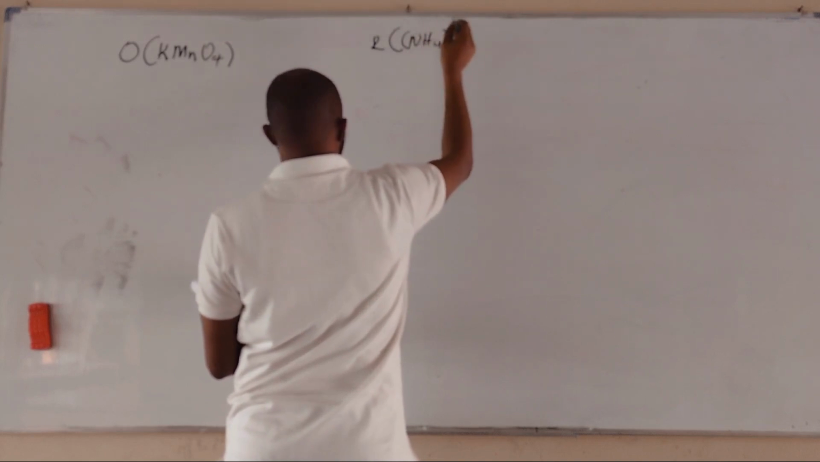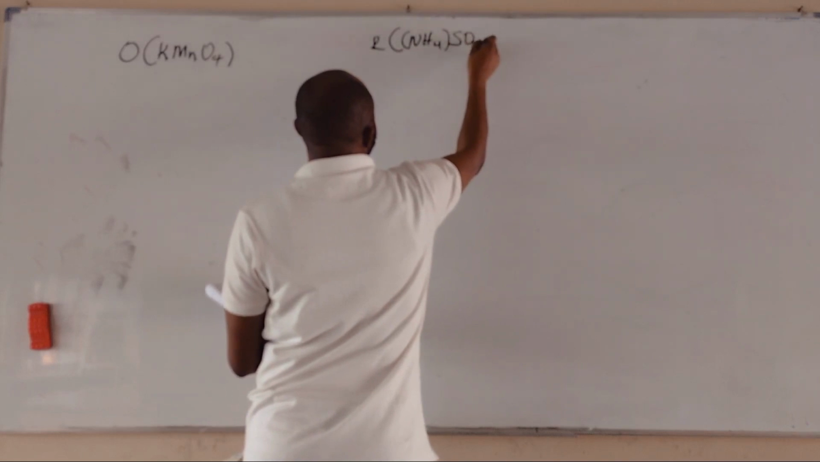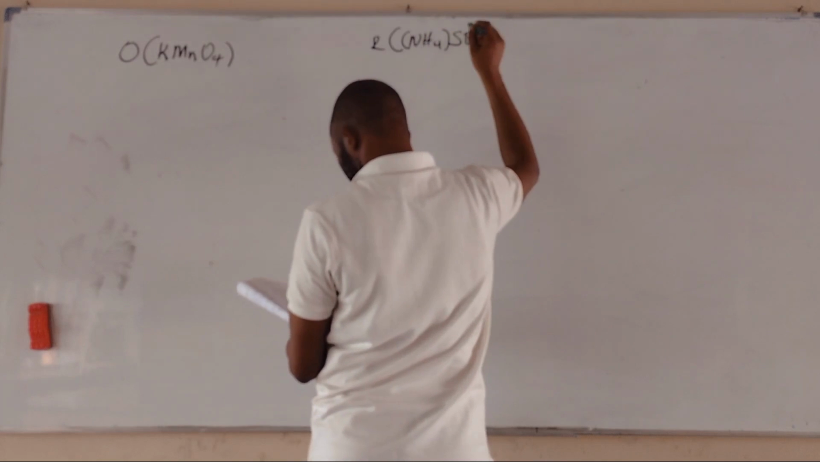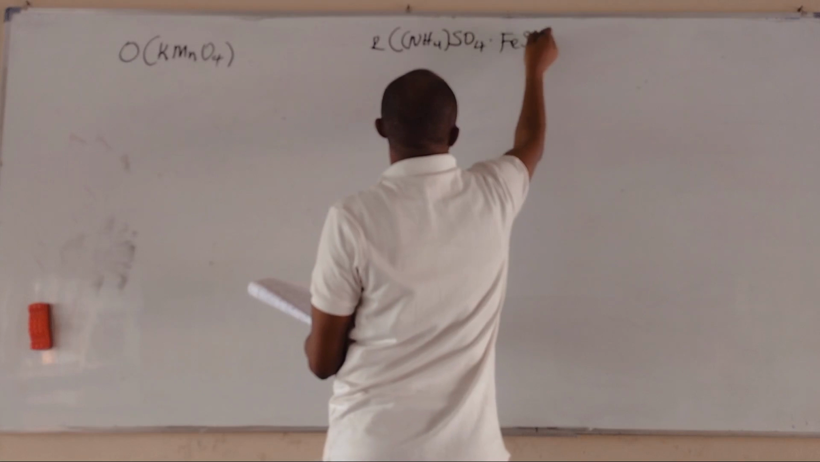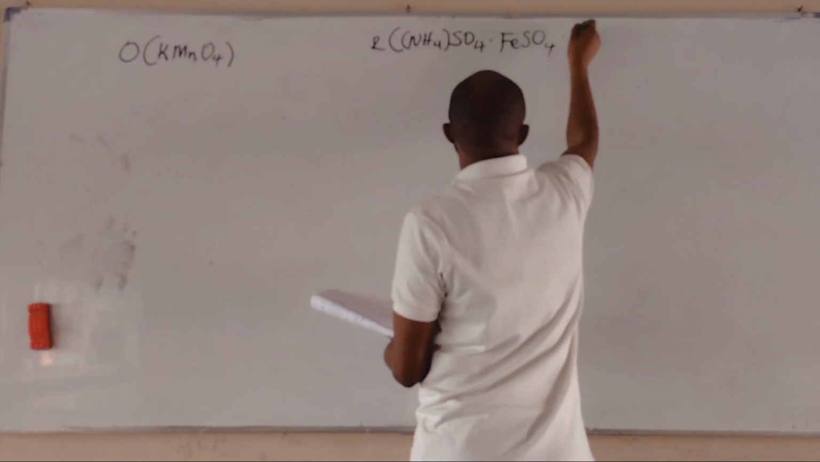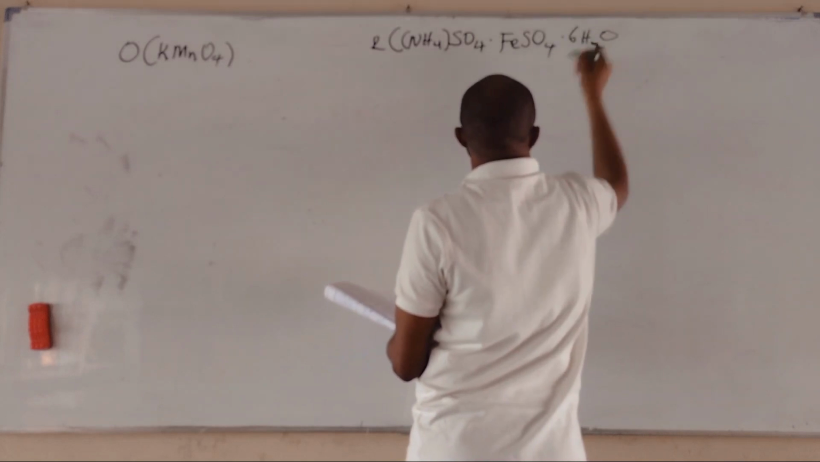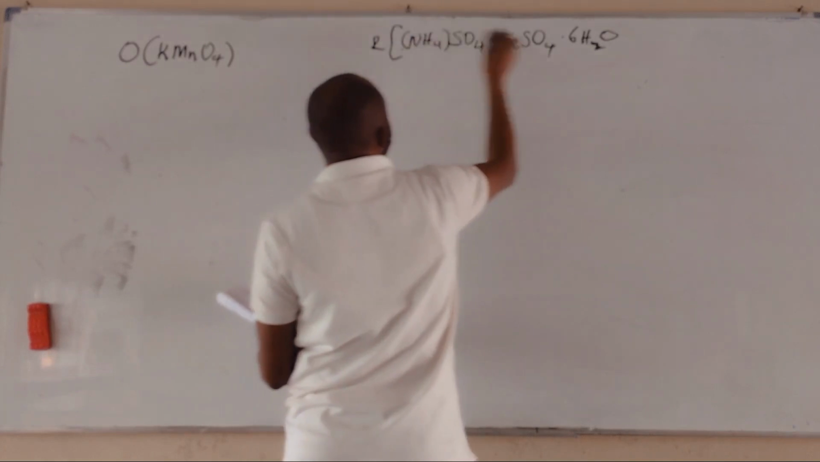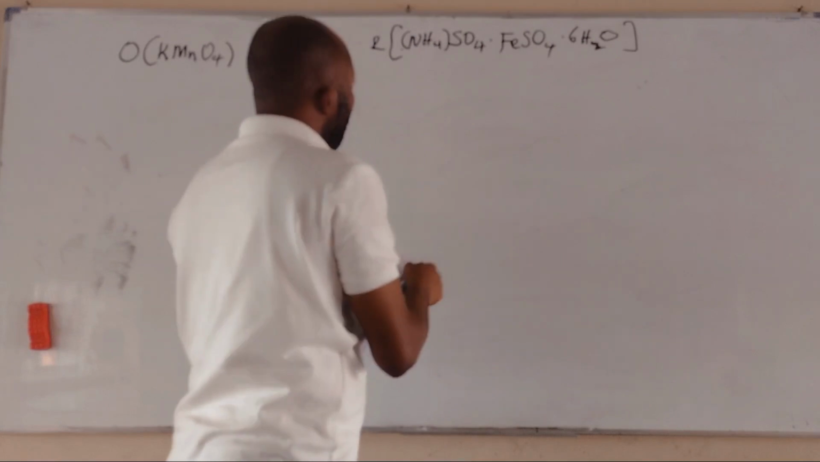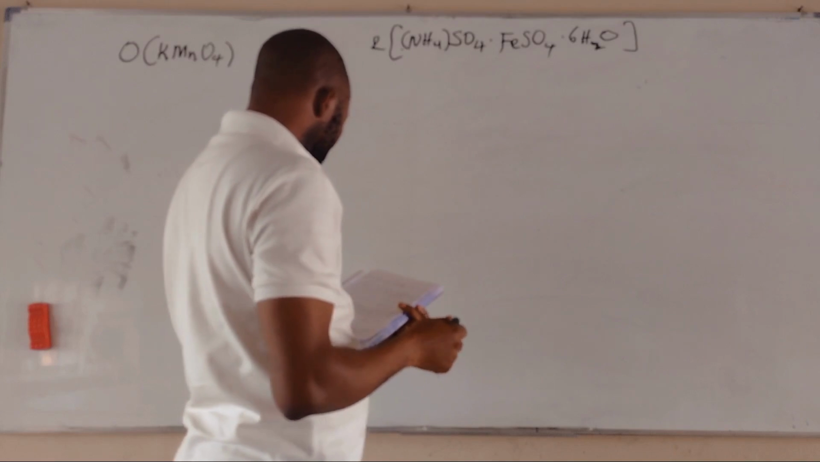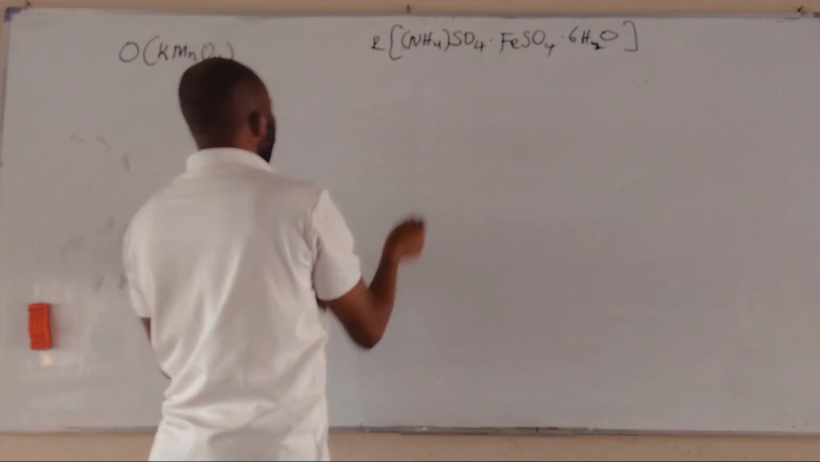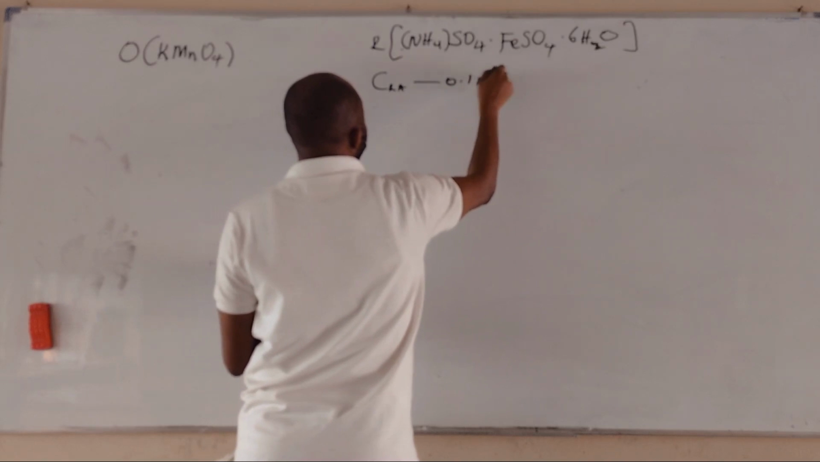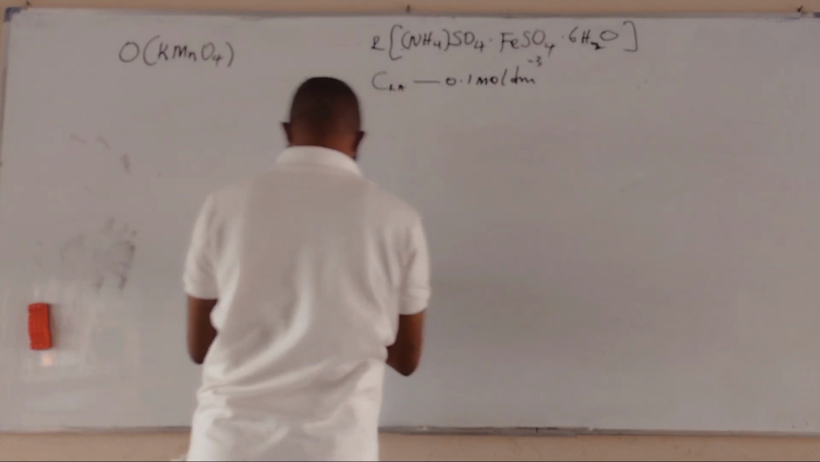This is R to be (NH4)2SO4.FeSO4.6H2O as R. So R is for reducing agent, suppose. And they say the concentration of that is 0.1 mole. So I have concentration of the reducing agent to be 0.1 mole per dm cube.